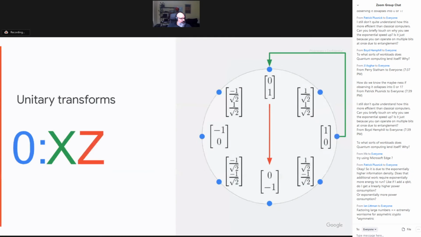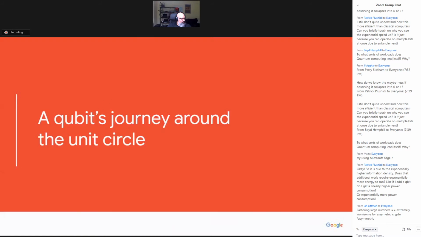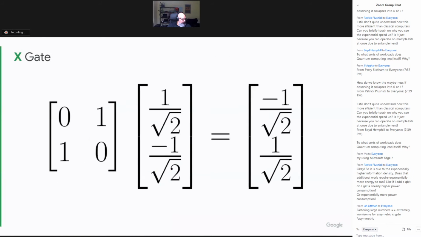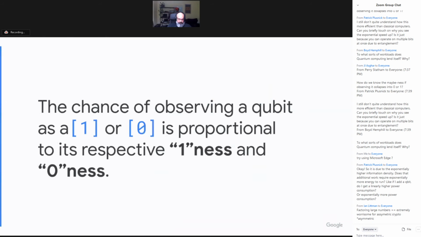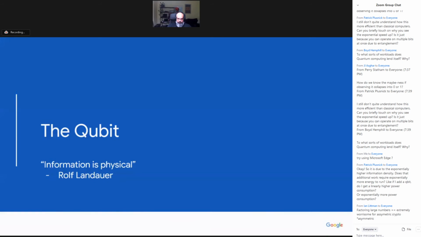Oh, I really want to find it. It was Landauer saying information is physical. The answer to the question is it takes, in principle, no more energy to add another qubit. And here's why.